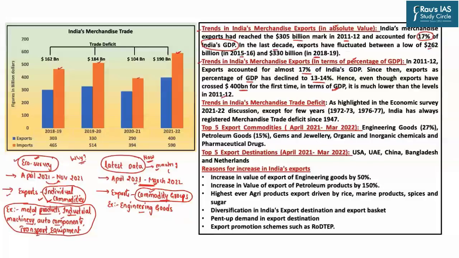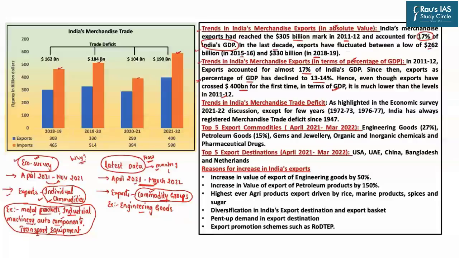So two things are important. One thing is, in terms of absolute value, we are not seeing any kind of increasing or decreasing trend. They have been fluctuating. And second, in terms of percentage of GDP, the overall merchandise exports from India have declined from 17% to around 13 to 14% in the last decade. So these two trends become important.